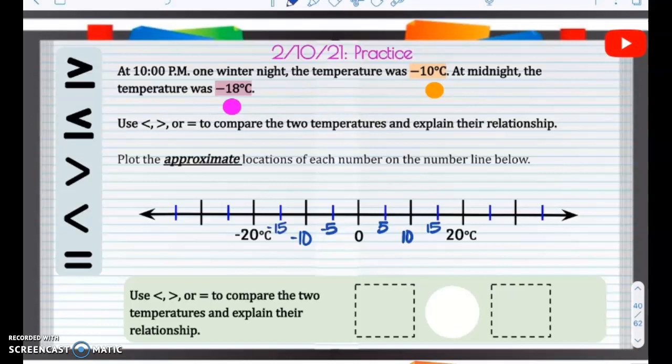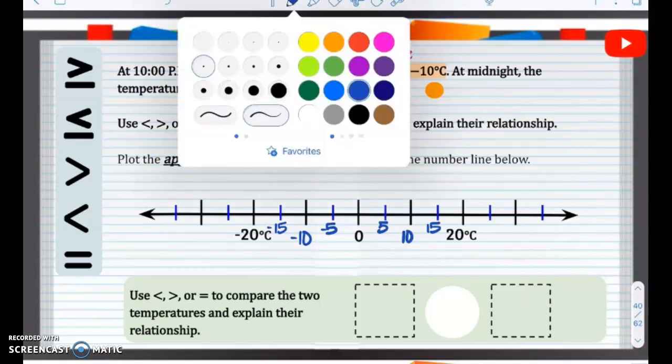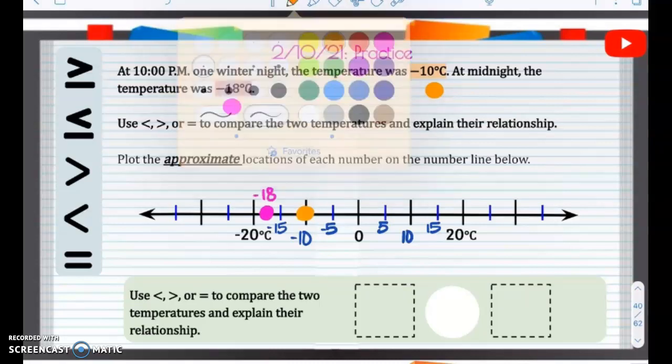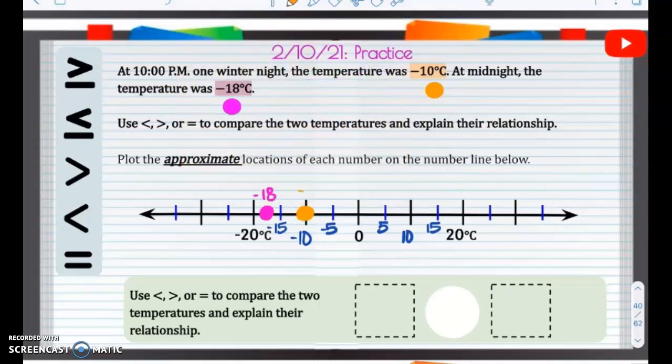All right, so now we are going to be doing the approximate. That means about. So approximate means about, so it's not going to be perfectly correct. It might not be perfect, it might be. So negative 10 degrees Celsius, that's right here. That is perfectly on the line. Then we have negative 18. So negative 18 degrees Celsius is going to be somewhat in between here. So we have negative 18 degrees, and then we have negative 10 degrees.